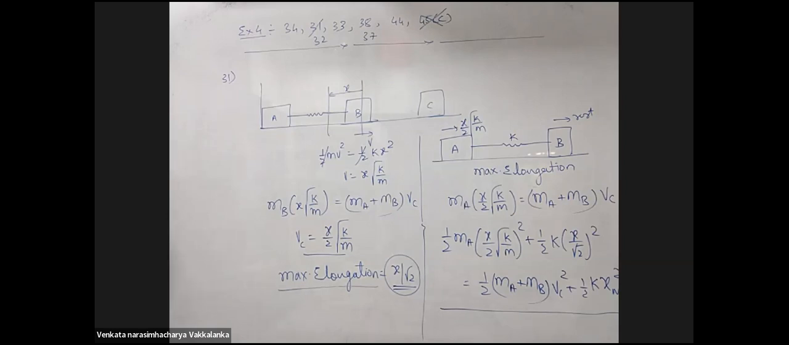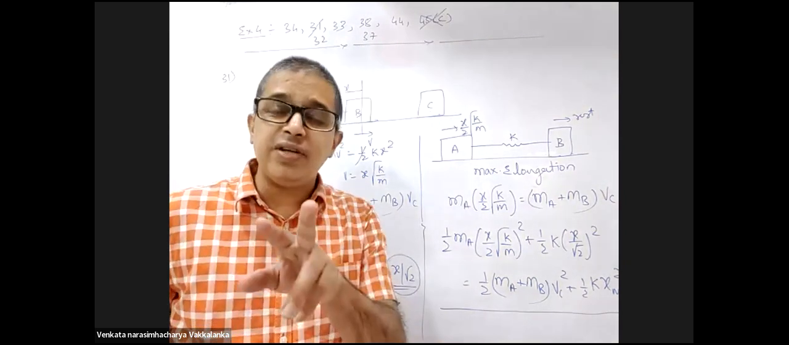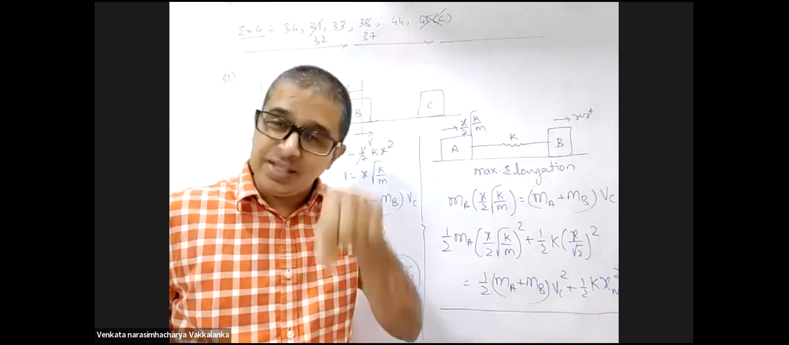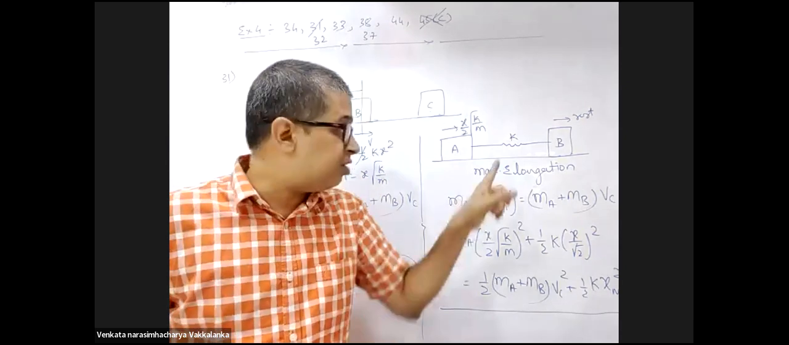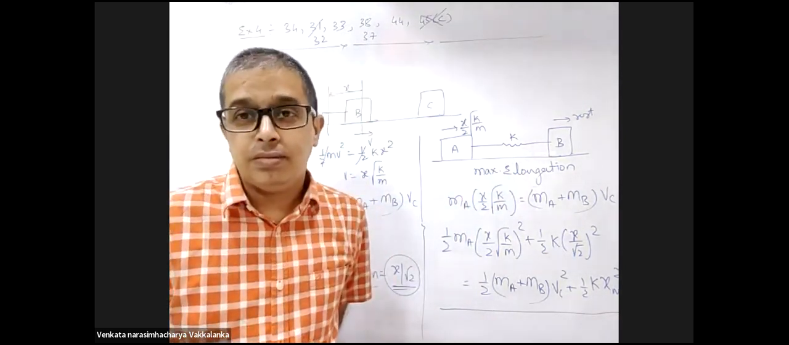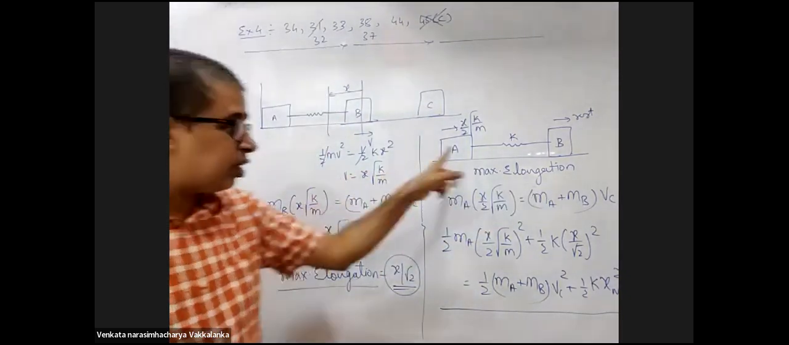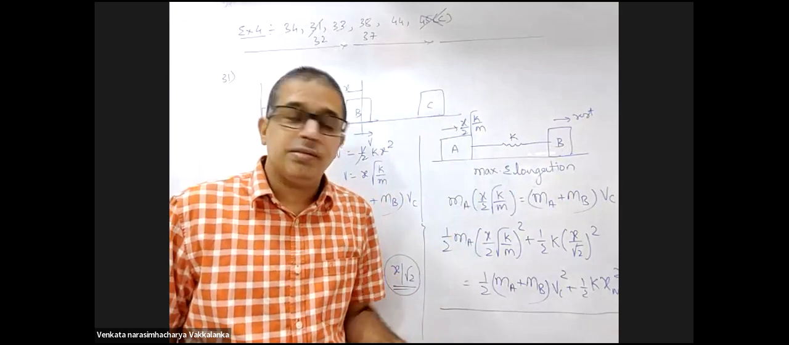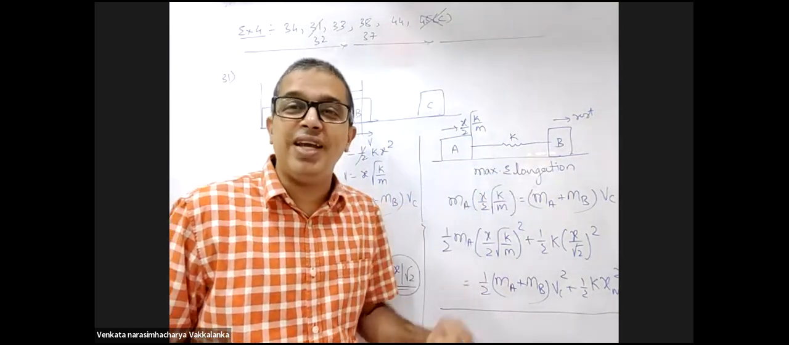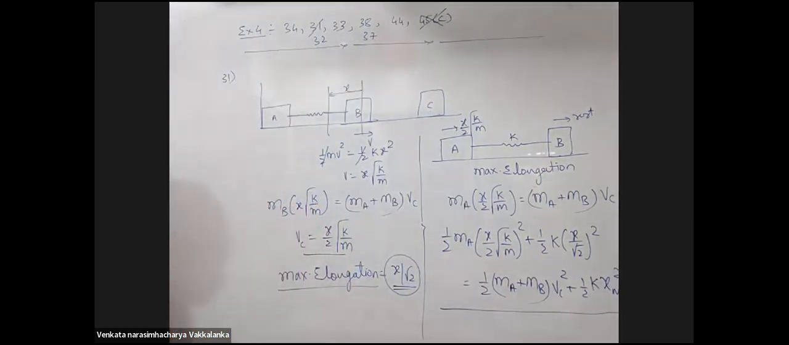Sir, why can't we use half mu vr square here? Half mu vr square you can use, but the only difference is in the center of mass frame at this instant there is some elongation in the spring, as it is maximum, right? Maximum elongation for this state, not maximum elongation, but the previous state's maximum elongation. Oh, yes, sir.